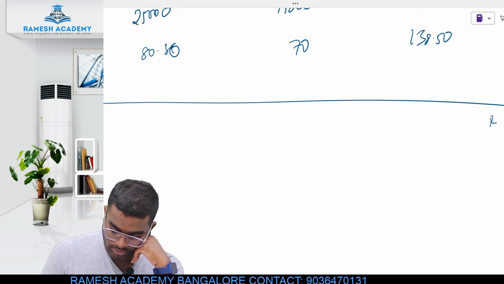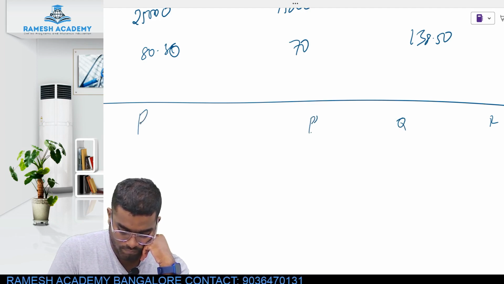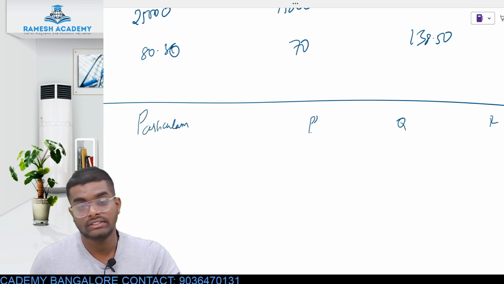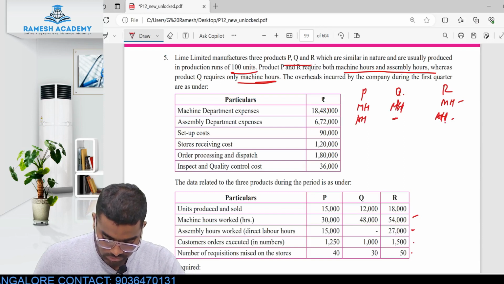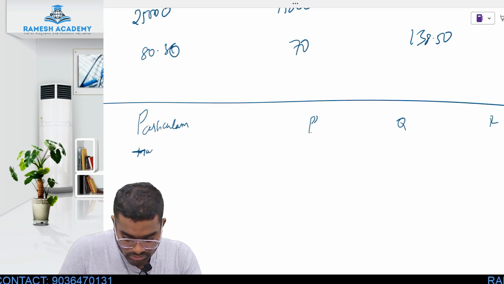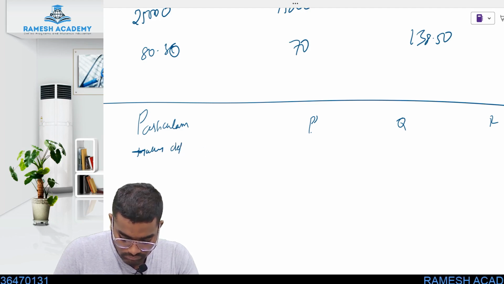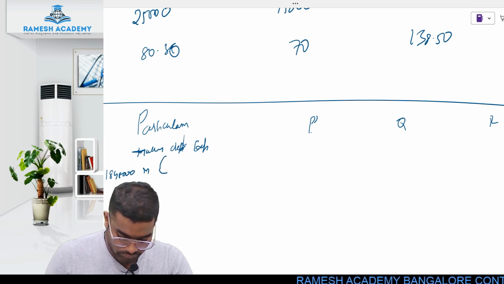What are my products? P, Q and R, right? So just simply we have to distribute the overhead using activity based costing. So first is machine department expenses. Machine department expenses, it is 18,48,000 in the ratio of, this is important.